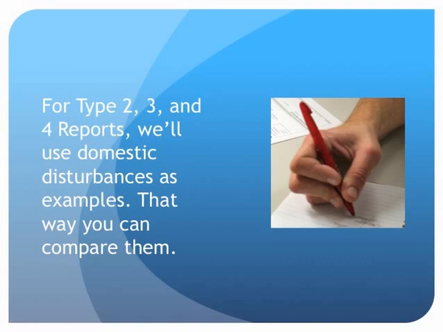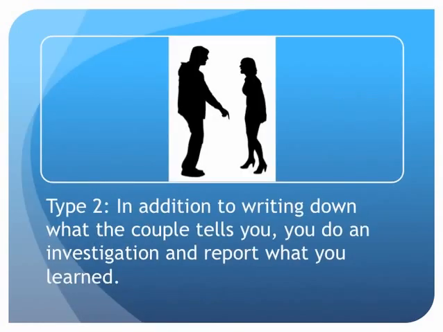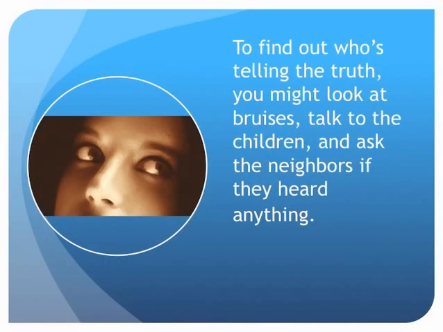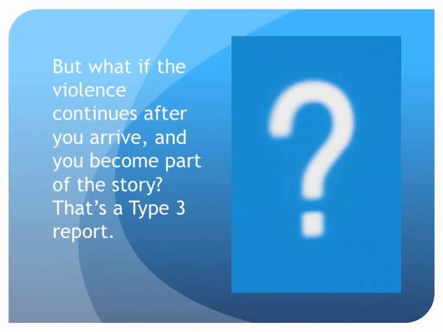Type 2. In addition to writing down what the couple tells you, you do an investigation and report what you learned. To find out who's telling the truth, you might look at bruises, talk to the children, and ask the neighbors if they heard anything. But what if the violence continues after you arrive and you become part of the story? That's a Type 3 report.